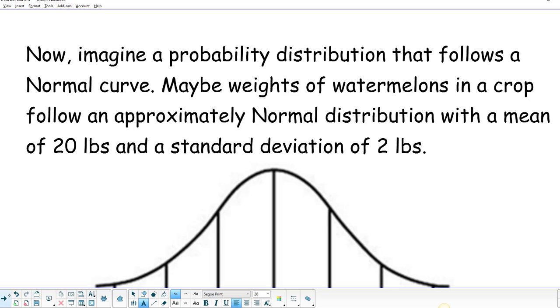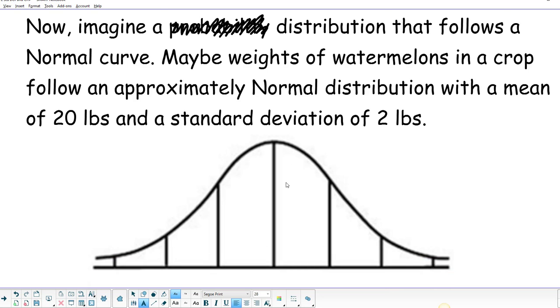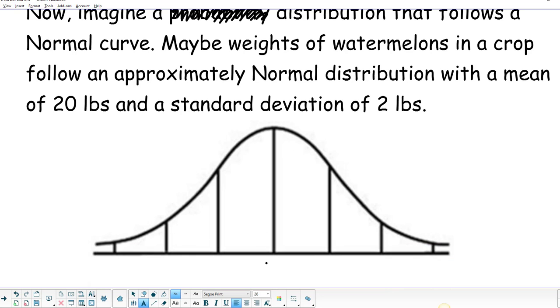So, on the notes, this is a little bit of a change I want to make. I didn't type this out correctly. I don't want to think about this as imagining a probability distribution. I just want you to imagine a distribution that follows some kind of normal curve, like maybe weights of watermelons in a crop. Maybe they follow an approximately normal curve. So we can go ahead and draw out the normal curve with the mean right smack in the middle, and then we can mark out by the empirical rule the standard deviations, right? So we know there would be 20 there, and at one standard deviation we'd have 22, and at another we'd have 24, and another we'd have 26, right? And we can go the same way in the left-hand direction.